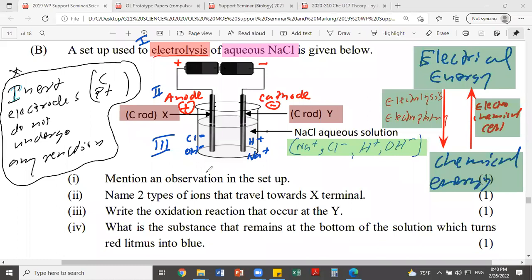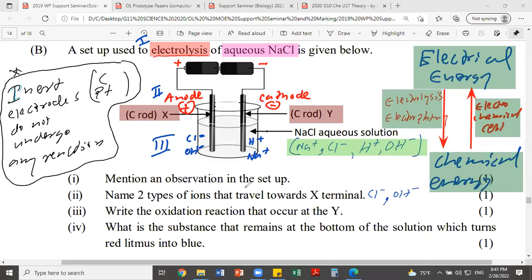Now I told you the first observation, and you didn't get it. Two types of ions. Now we can get the answer for part 2. At the X terminal, what ions get attracted? Two types of ions travel towards X. You can write the answer now. For part 2, I have marked Cl minus and OH minus. These are the two types of ions.